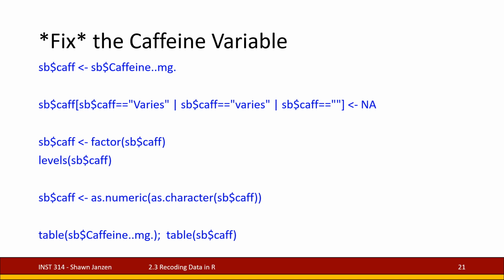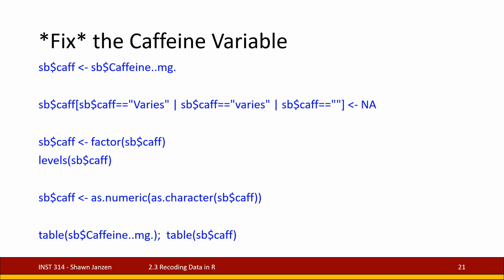And so I've taken caf, and on the farthest right of that line, you're going to see an NA. So I'm sticking the value of NA, or missing, into something else. What am I putting it into? Let's look at the left side of that arrow. So if caf, and then I do a subset on caf, if caf equals capital V Varies, or if caf equals lowercase v varies, or if caf equals the empty spot, make that missing. So all of those three problematic values we saw before are now missing values.